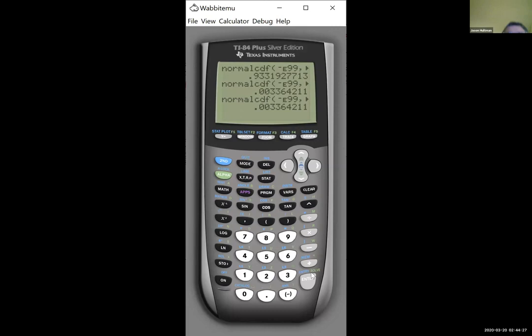Okay, let's quickly run through the next ones here. I'm not going to bother writing them down, but you can write them down. What if we want greater than 0.05? Greater than 0.05.